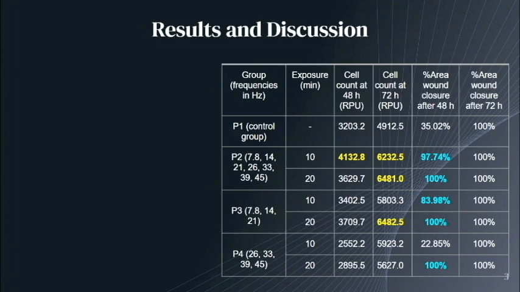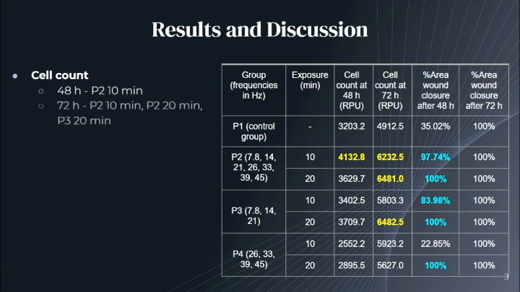As you can see from the table, the figures in yellow are the program groups and the exposure times that were proven to have significant differences at 95% accuracy. To break down the data, at 48-hour incubation period, P2 10 minutes was proven to have a significant difference in cell count relative to the control group P1. At the end of the incubation period, P2 10 minute, P2 20 minute, and P3 20 minutes were proven to have a significant amount of cells compared to P1.